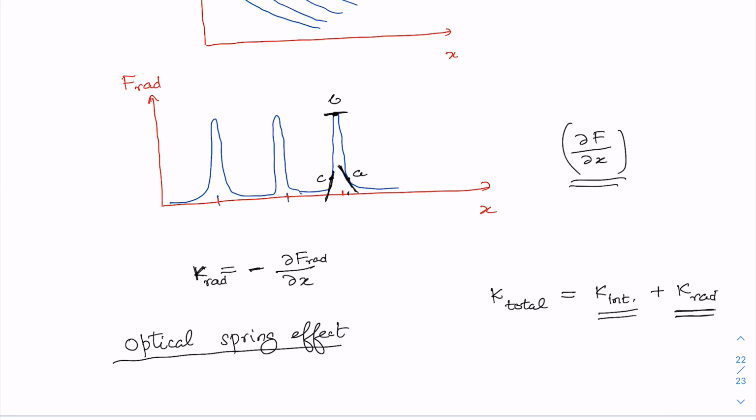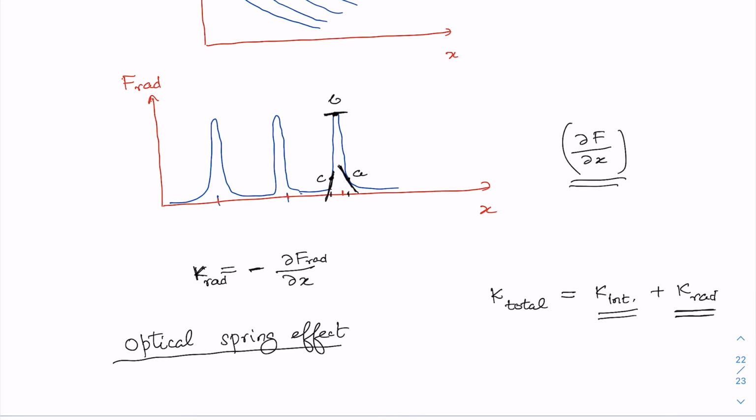At position A, the effective spring constant of the mirror would increase. At position B, it will remain the same because the contribution from the radiation pressure force would be zero. On the other hand, at position C of the mirror, the effective spring constant will decrease.